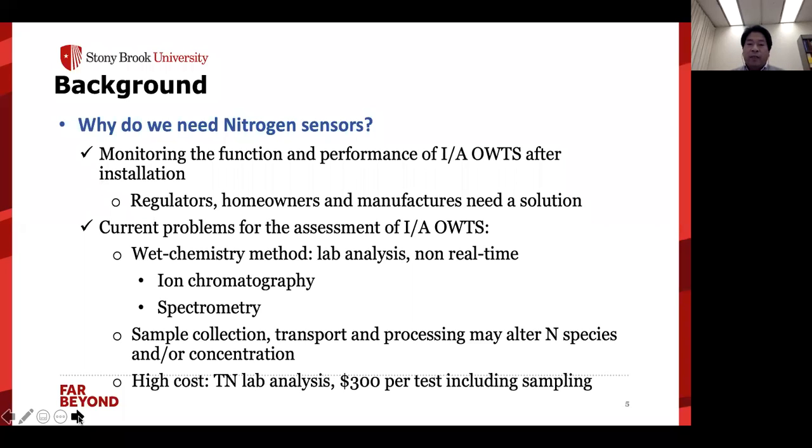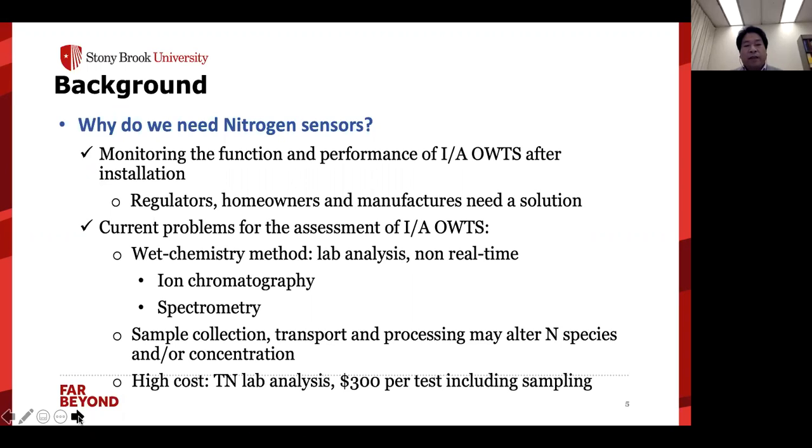the function and performance of the IA systems need to be monitored from time to time, because the regulators, homeowners, and manufacturers need to know the function or performance of the system after installation, and how much nitrogen is released to groundwater and how much nitrogen could be reduced or decomposed in the system.